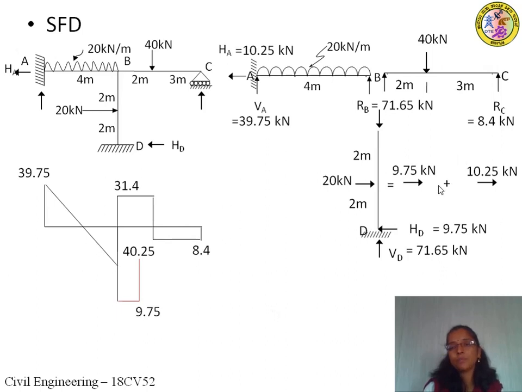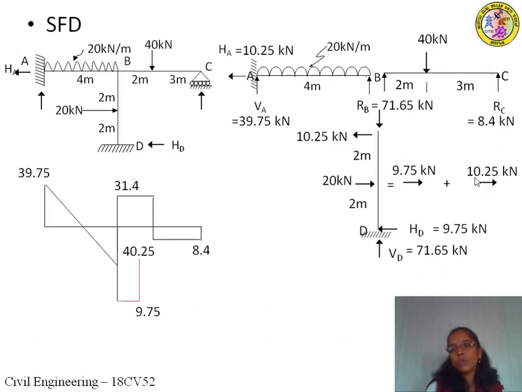Okay, next let us consider this 10.25, and by the application of the principle of superposition or transmissibility, we can take it as transmissibility. So the point of application of HA, we can transfer along this line of action to joint B. Okay, from A to B. So I have transferred from A to B the reaction HA. So HA is in this direction of 10.25 and we have this assumed force of 10.25.